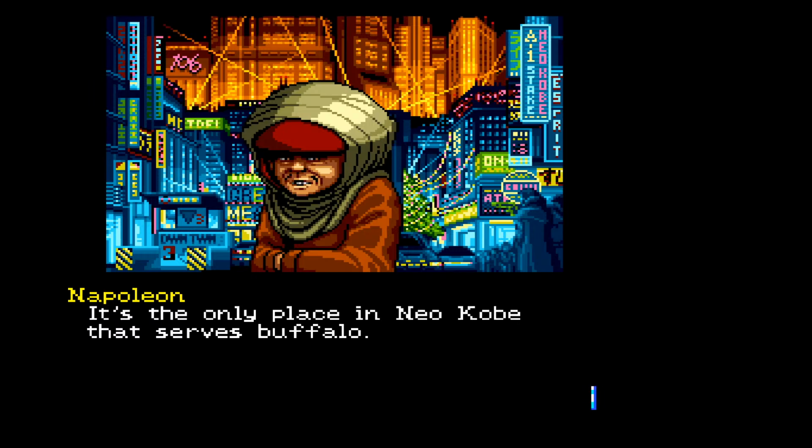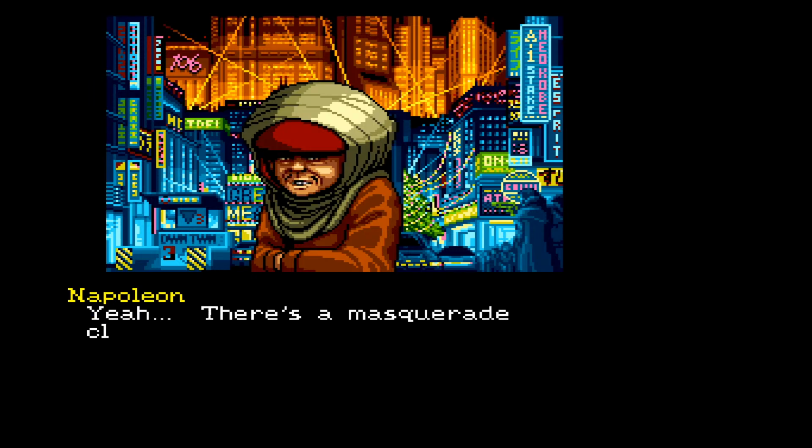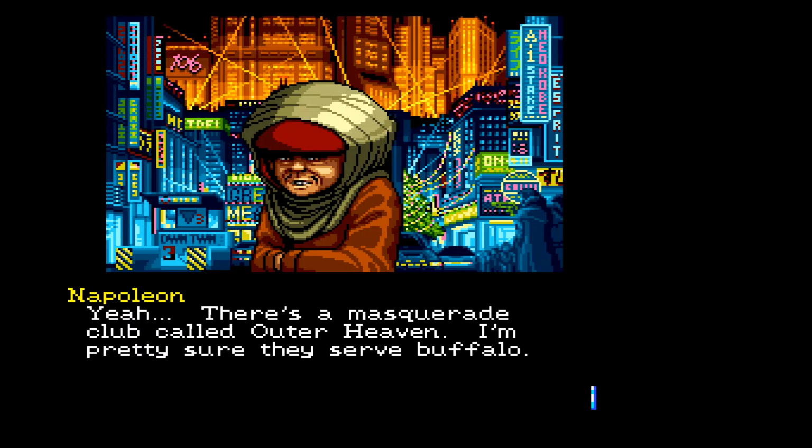It's the only place in Neo Kobe that serves buffalo. Yeah, there's a masquerade club called Outer Heaven. I'm pretty sure they serve buffalo.